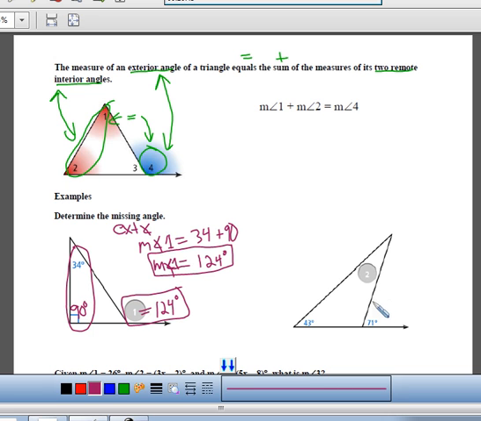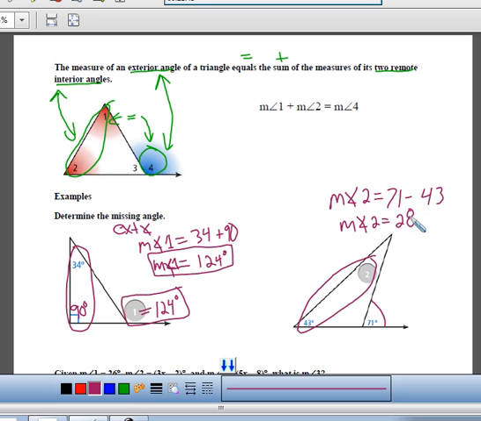Now, this time, I know it looks a little different, but this is still our exterior angle. The remote interior angles are here and here. Now, their sum equals this 71. If one of them is missing, how do I find it? Well, we're trying to find the measure of angle 2. You take what it's supposed to equal, that 71, and you subtract what you have, 43, and that'll give you your answer. So the measure of angle 2 is equal to 28.